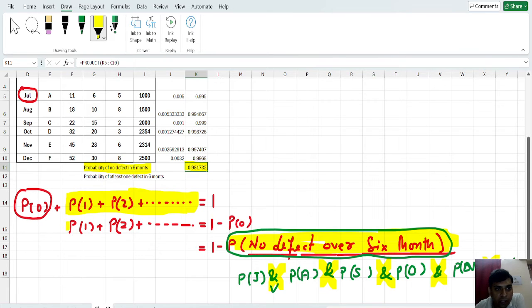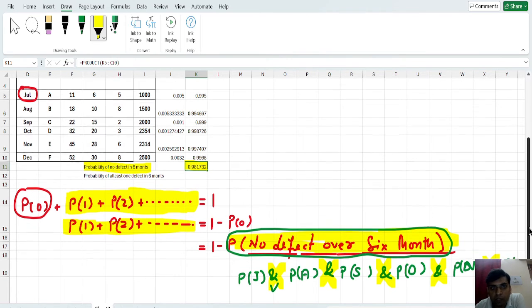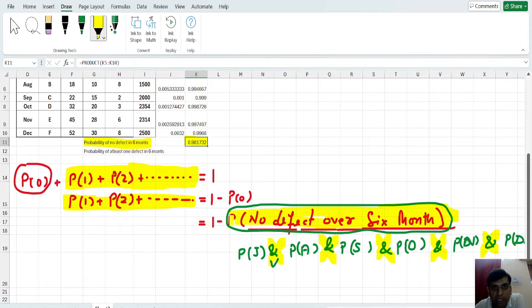Now your target is what? Your target is to find the probability of at least one defect. So now we will put in this formula. This formula is 1 minus probability of no defect over 6 months. So you need to find probability of at least one defect in 6 months. So we will apply the formula in this block. This is simply equal, then 1, then minus, and probability of no defect over 6 months, which is this value.